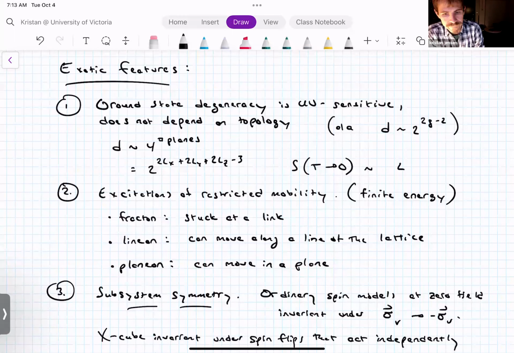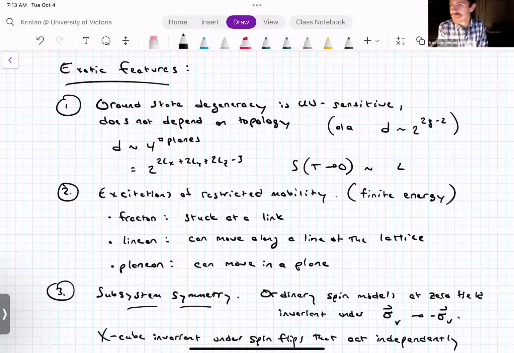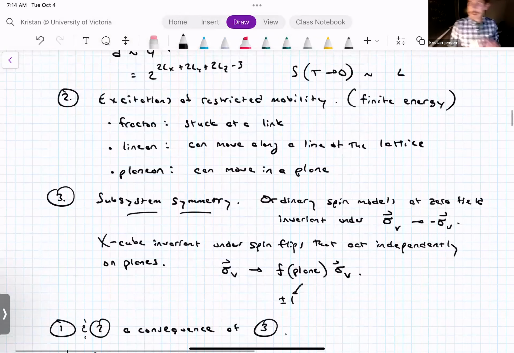Last thing that's strange about this system: it was written down as a commuting projector Hamiltonian, but it has a very large symmetry. It has an unconventional symmetry, sometimes called subsystem symmetry. Ordinary spin models at 0 applied field, we're used to them having a Z2 symmetry, where you flip the spins at all lattice sites simultaneously, right? Well, this model has something much larger.